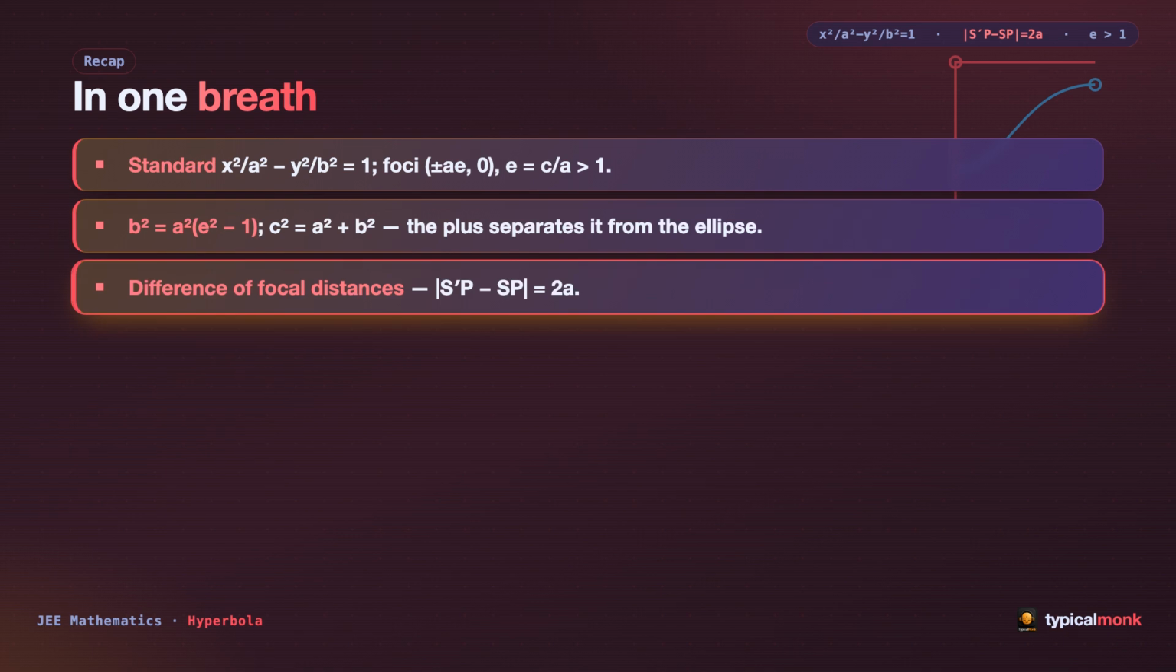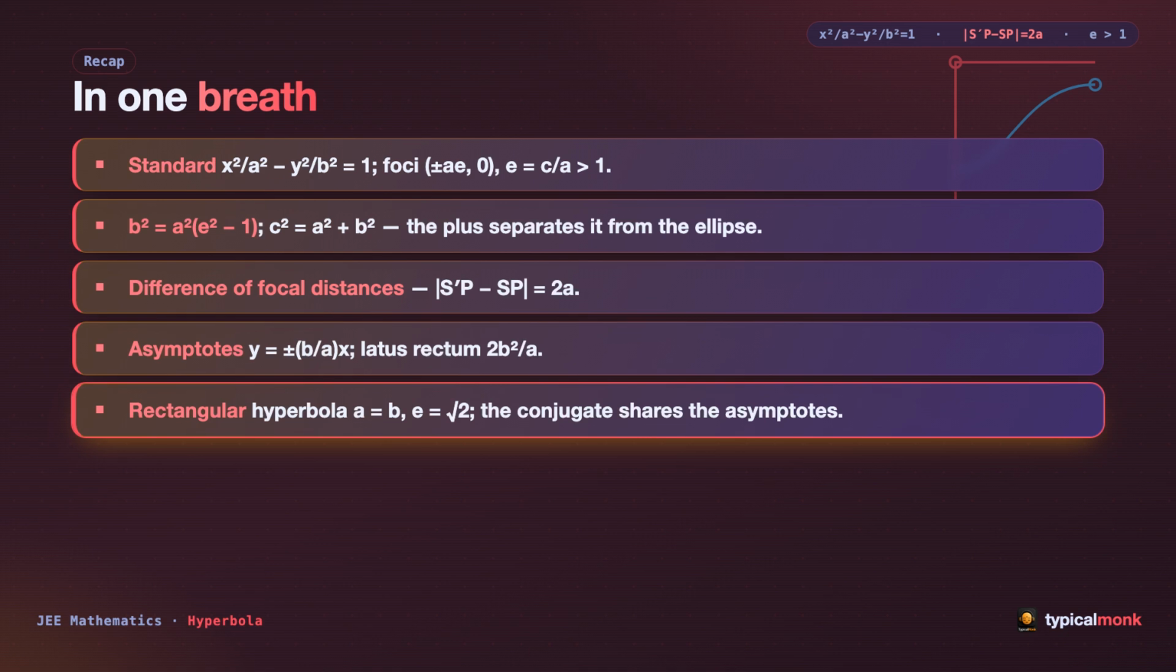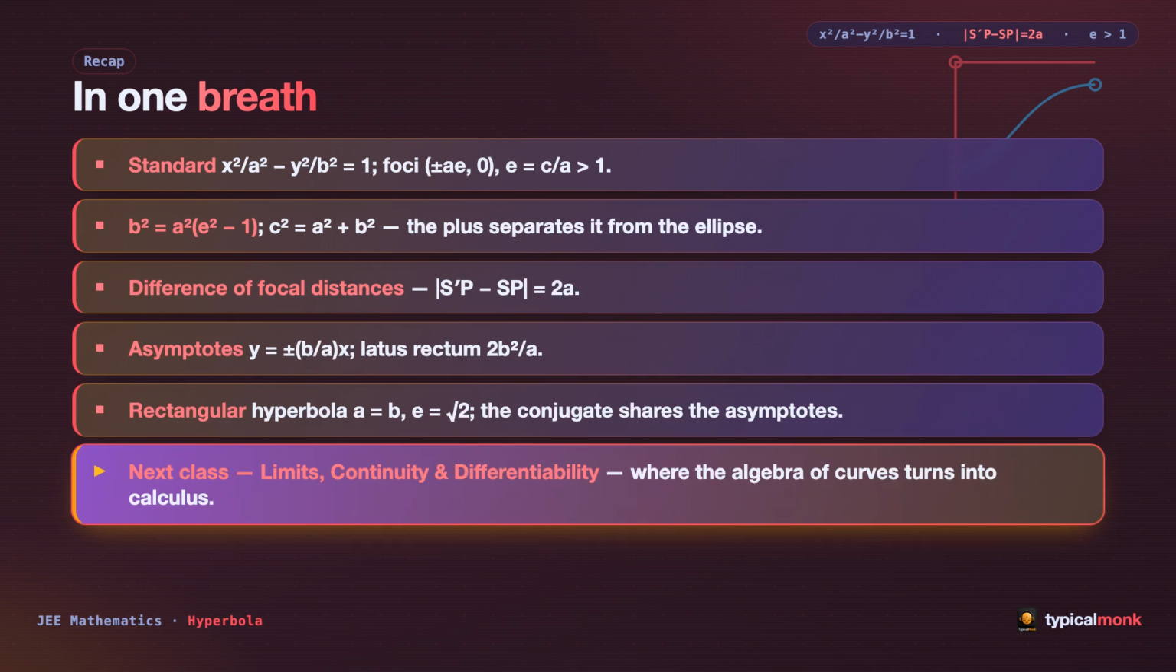The difference of the focal distances, the modulus of S'P minus SP, equals 2a. The asymptotes y equals plus or minus b over a times x, the latus rectum 2b squared over a. The rectangular hyperbola a equals b, eccentricity the square root of 2, and the conjugate shares the asymptotes. Next class, limits, continuity and differentiability, where the algebra of curves turns into calculus.